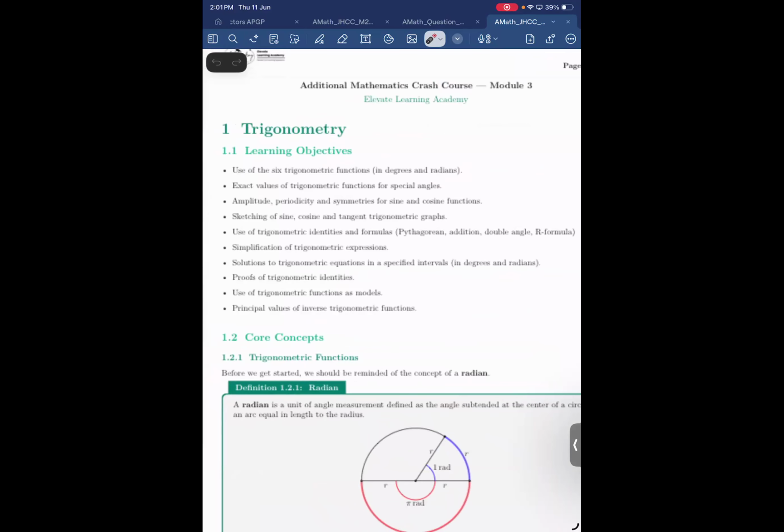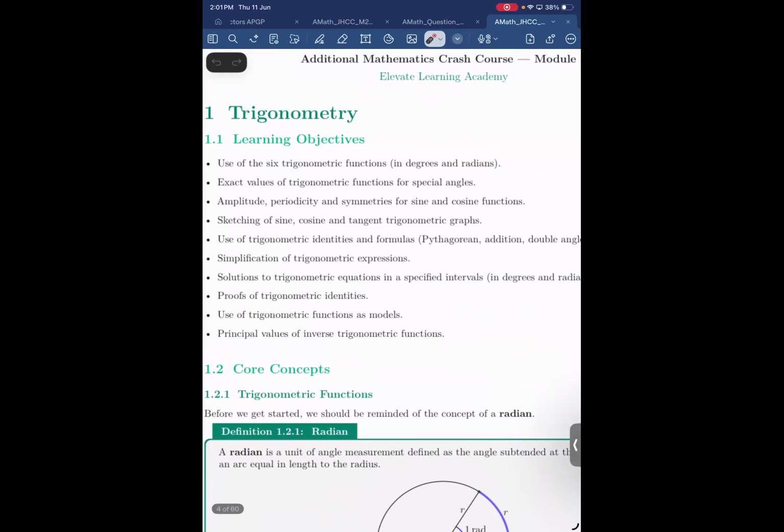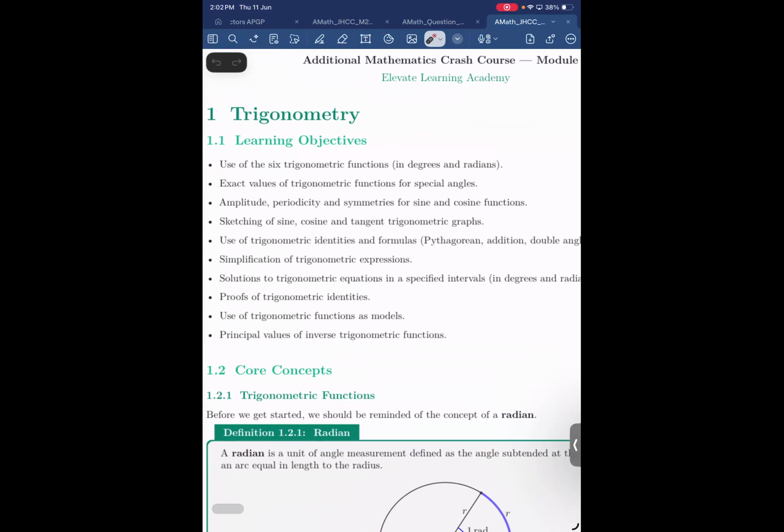There are many objectives. I don't think I'll go through each of them one by one. Main points: the use of each of the trigo functions, calculating exact values, and sketching graphs, taking note of amplitude, periodicity, and symmetries. Then using trigo identities and formulas: how to simplify trigo expressions, solve trigo equations, prove trigo identities, use trigo functions to model real life situations, and calculate the principal values of inverse trigo functions. Definitely a lot to cover for this topic.